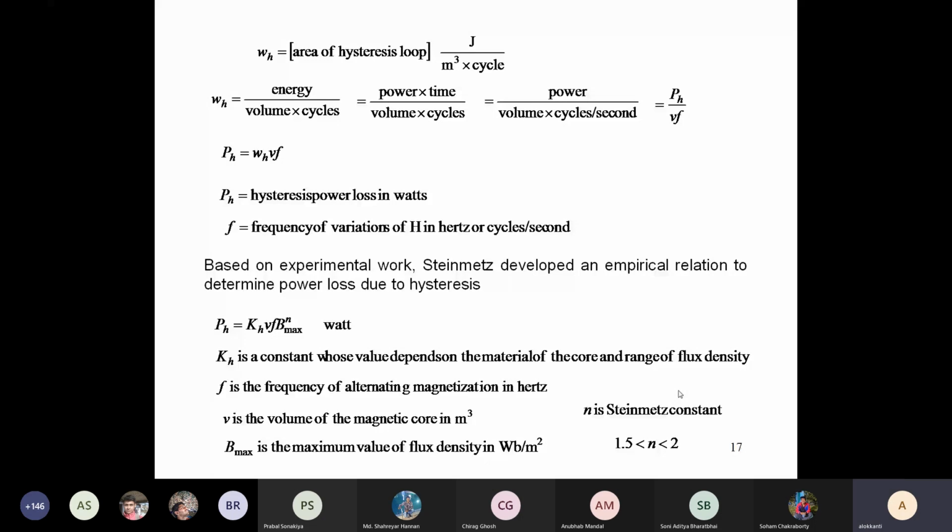Okay. So we will stop here today. Then we'll go for the tutorial. So today what we have done is hysteresis loss. There is another loss we will discuss in the next class.